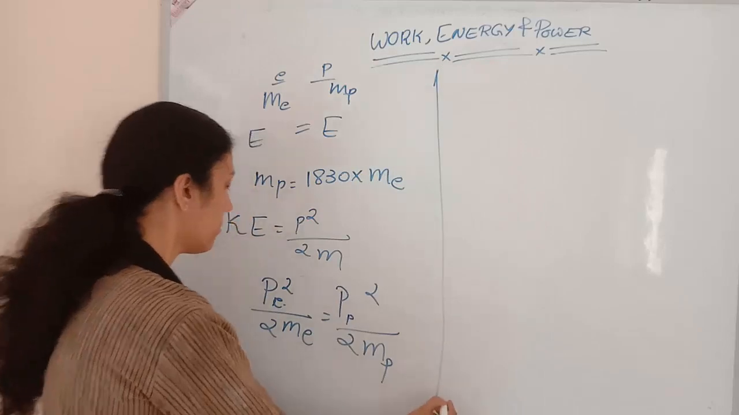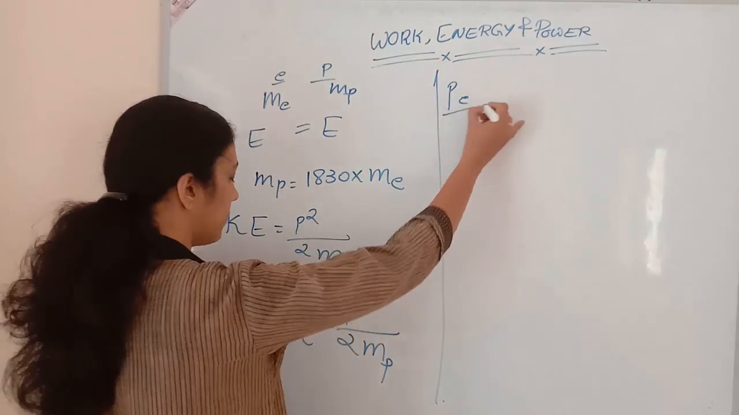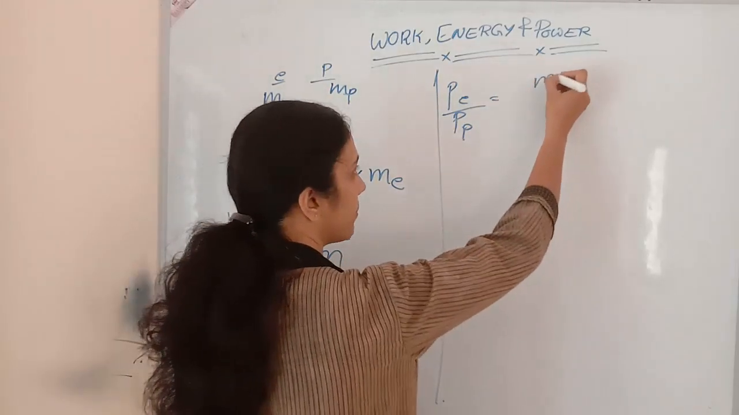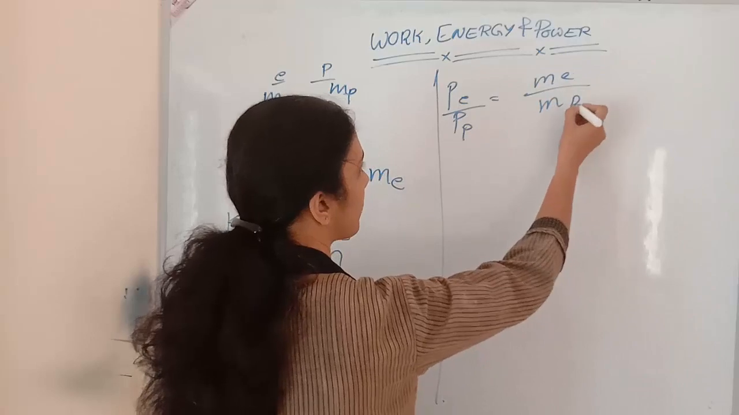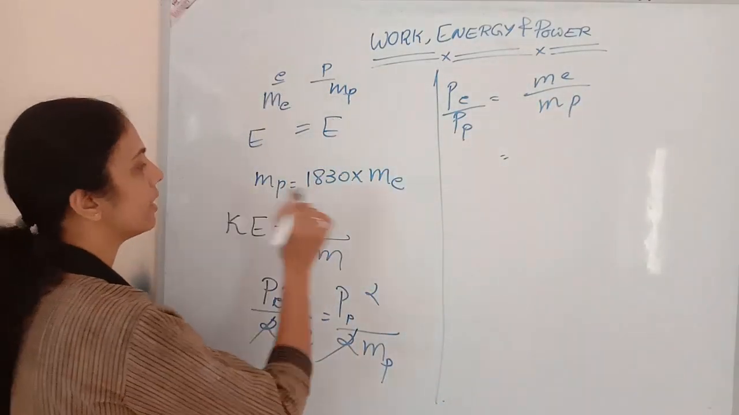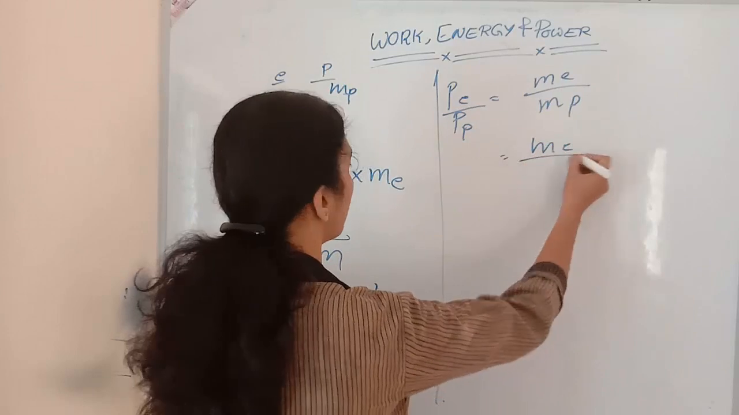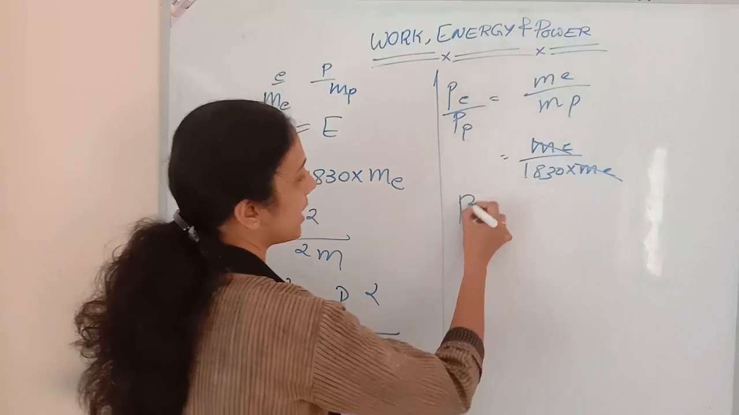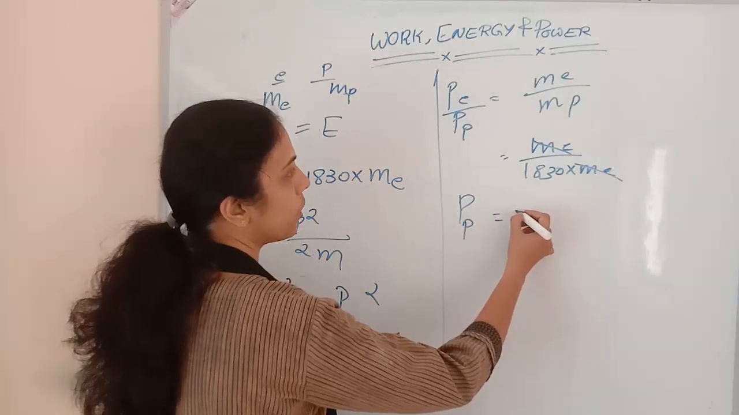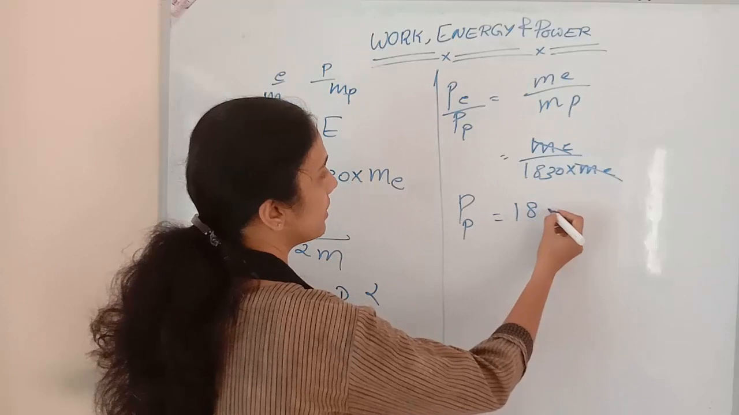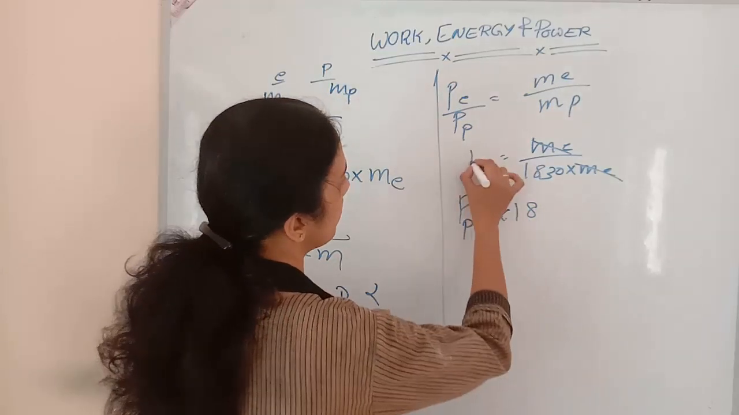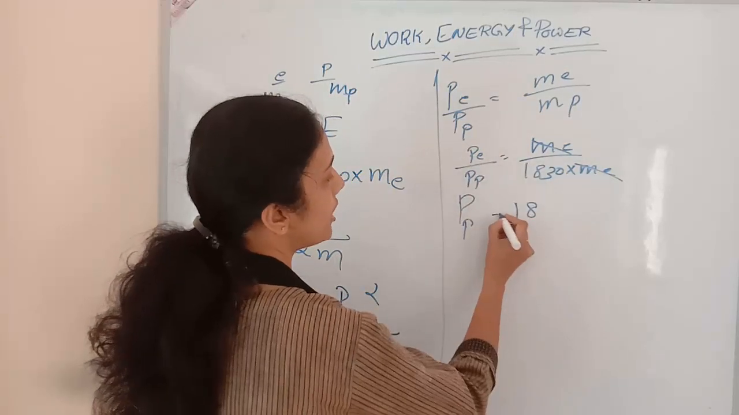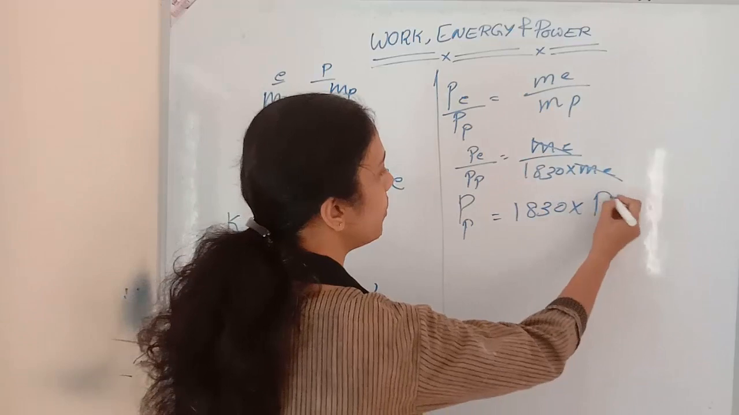Okay, so here Pe divided by Pp will be equal to, the 2 and 2 will get cancelled, me divided by mp. Okay, what is mp? Mp will be equal to 1830 me. So we will get the momentum of the proton equals 1830 into Pe.